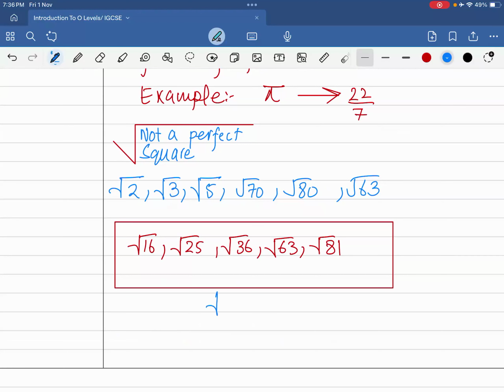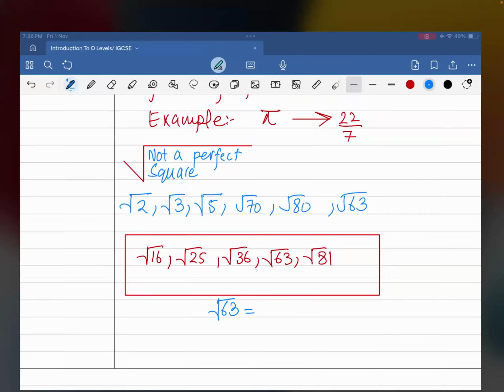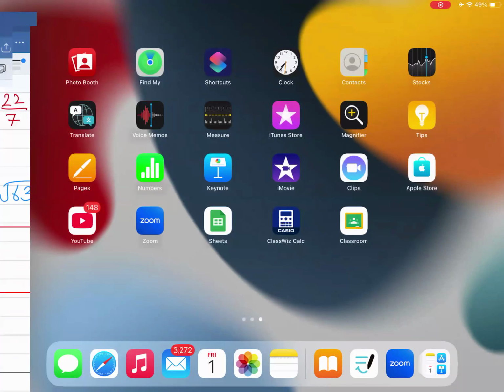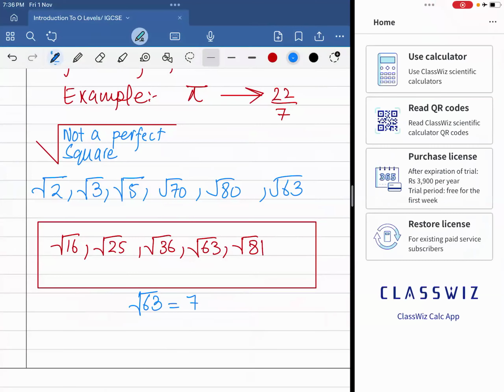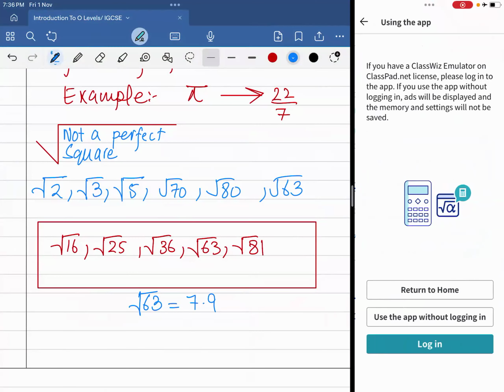Beta, square root 63, if you punch this in a calculator, just tell me what the answer is. Tell me the complete calculator screen. It should be 7 point something. Just tell me the complete answer if you have a calculator with you. Sir, 7.93725.